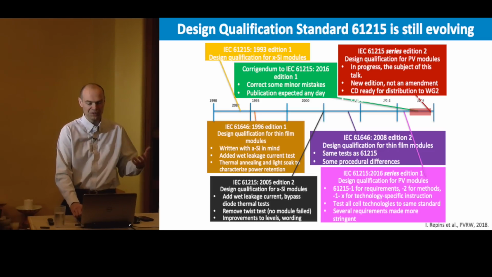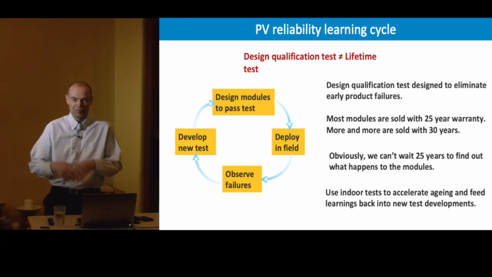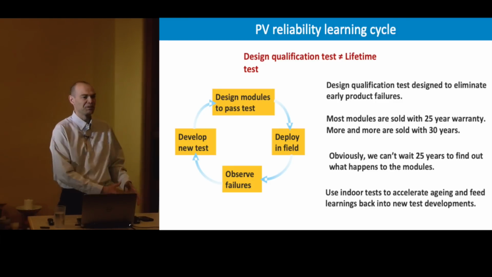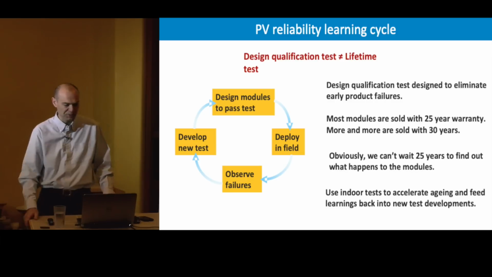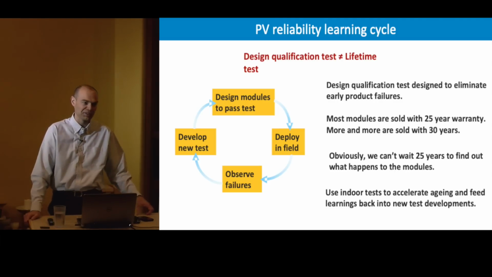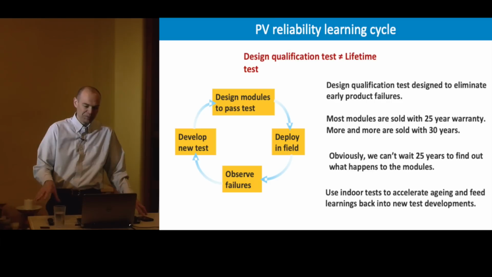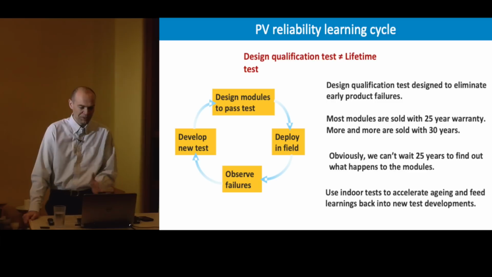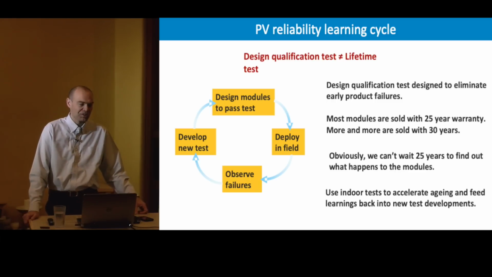So we're still going through this learning cycle where we deploy modules in the field, we observe what's happening in the field, and then feed it back into new tests. But one thing it doesn't do is, when the module passes the design qualification test, it tells you nothing about how long it's going to last in the field. That's a completely different test, or like a completely different science. The design qualification test is only to eliminate early failures. But it doesn't tell you really anything about lifetime.